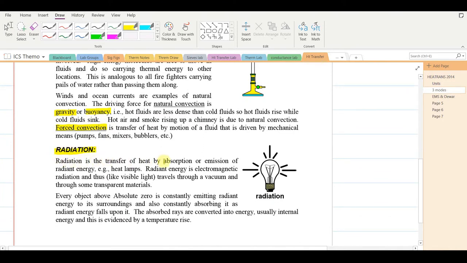Radiation is the transfer of heat by absorption or emission of radiant energy, like a heat lamp. Perhaps you've seen heat lamps in restaurants keeping food warm, with a dull red glow. So radiant energy is electromagnetic radiation, and thus, like visible light, it travels through a vacuum and through some transparent materials. Most objects above absolute zero are constantly emitting radiant energy to their surroundings and also constantly absorbing as radiant energy falls upon them. And the absorbed rays are converted into energy, usually internal energy, as evidenced by a temperature rise.